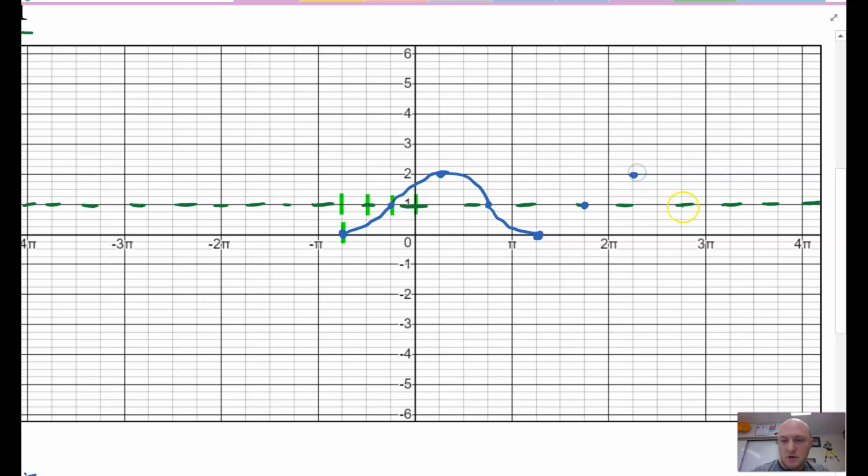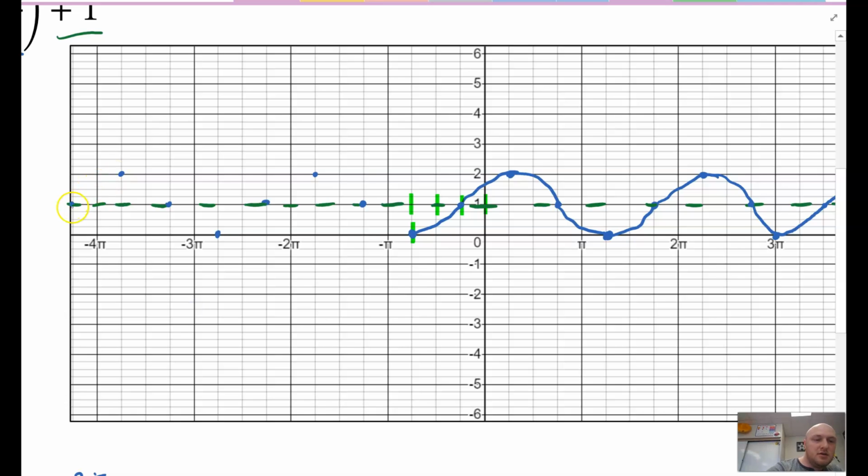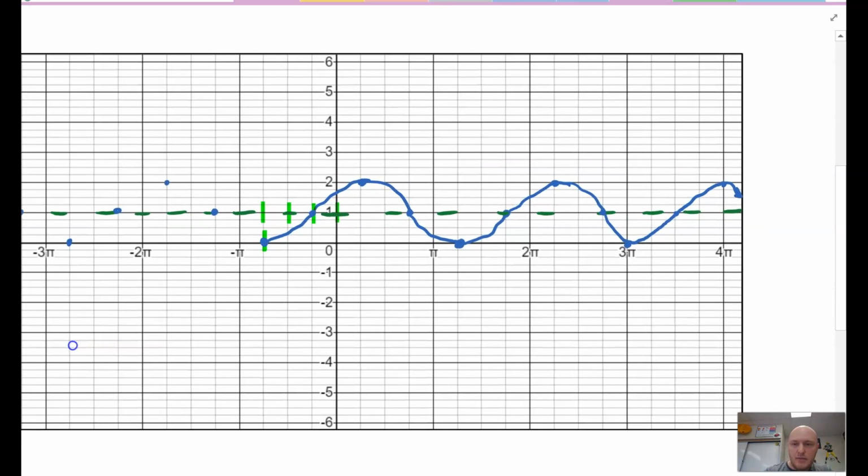So go ahead and then plot the rest of these points. So we have a midline point, a maximum, a midline point, a minimum, midline, max. Mid, max, mid, min, mid, max, and then ending at a mid.